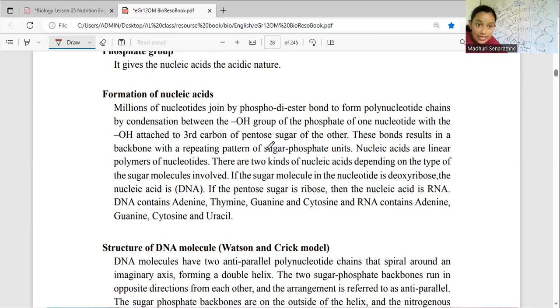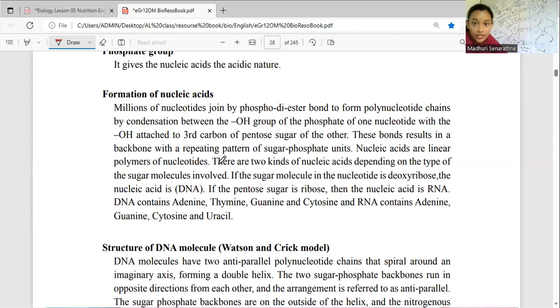Nucleic acids are linear polymers of nucleotides. That means we have discussed some cyclic structure in carbohydrates, no? When we add monosaccharides into water, they form cyclic structure. Anyway, nucleic acids never form cyclic structure. Always they are linear ones. Always nucleic acids are linear polymers.